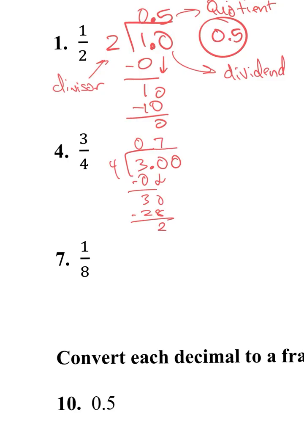Subtract those, I get 2. Bring down the other 0. 4 will go into 20, 5 times. 5 times 4, 20. Subtract those, I get 0. And then go ahead and bring up the decimal point. So my final answer on number 4 is 3/4 is equal to 0.75, or 75 hundredths.